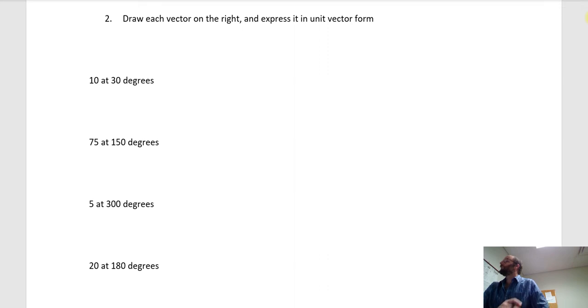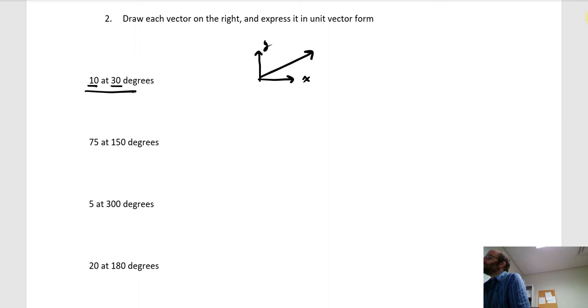Okay. Number 2, draw each vector on the right, express it in unit vector form. So I'll get you started with this. All right, a vector 10 units long at 30 degrees. I'm going to put a little coordinate system here, x, y. Unless told otherwise, angles are measured with respect to the positive x-axis with counterclockwise positive. So this vector right here points something like this. Okay. 10 units long, and there's the 30-degree angle. And counterclockwise is considered positive.